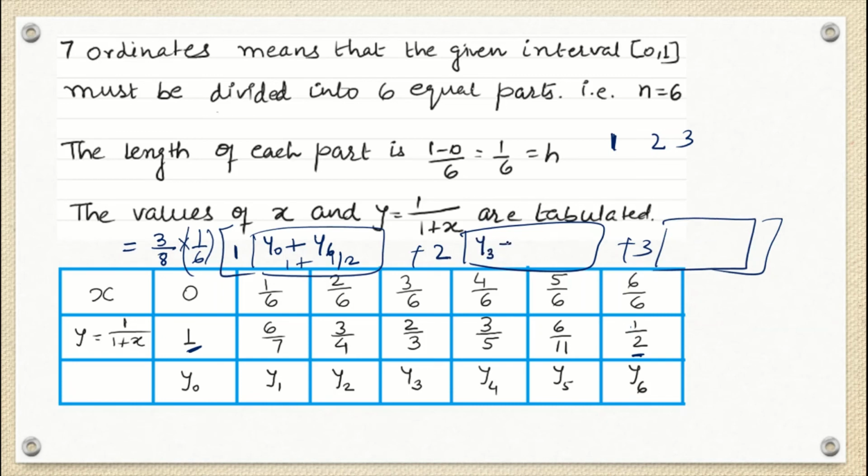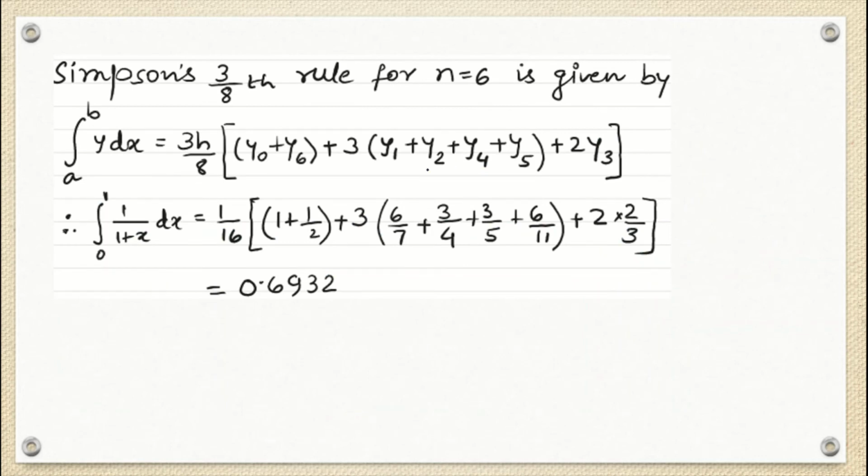But y6 is your last ordinate. So you cannot write here. You have already used it. So this is only y3. What will be in your third box? All those remaining terms between y0 and y6. Whichever you have used, don't use here. So this is your y1 plus y2 plus y4 plus y5. Fine. So now this is only the formula. Then just write down the values of each and every term, and then you will get the answer.